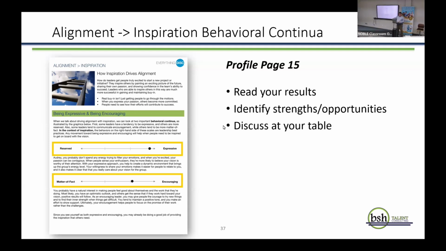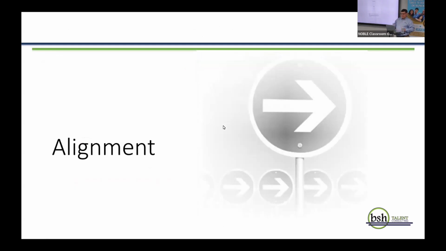So on page 15, we have reserved versus expressive, so we want to be more expressive. We want to try to create inspiration around the vision, get people excited about it. If we're not expressive at all, who's going to get excited about that? And then matter of fact versus encouraging. Here, you want to be more encouraging. Include people, get them involved, get them excited. So if you're on the left, we have to figure out how to move you more to the right.